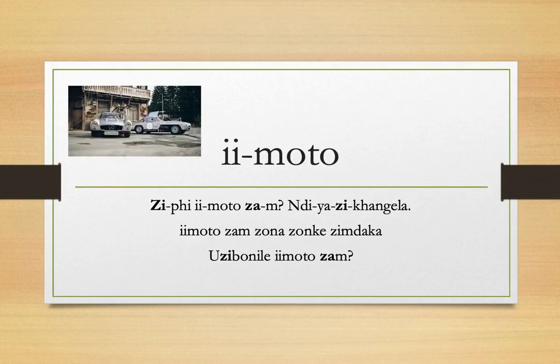Imoto is the same class, so if it doesn't start with Izi, it starts with I. Imoto are cars. Ziphi imoto zam. Where are my cars? Ndiyazikhangela. I am looking for them. Imoto zam zona zonke zimdaka. As for them, my cars, they are all dirty. Uzibonile imoto zam. Did you see them?